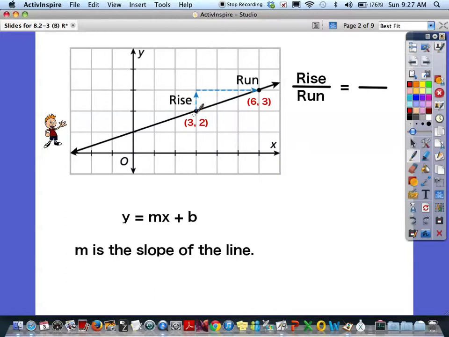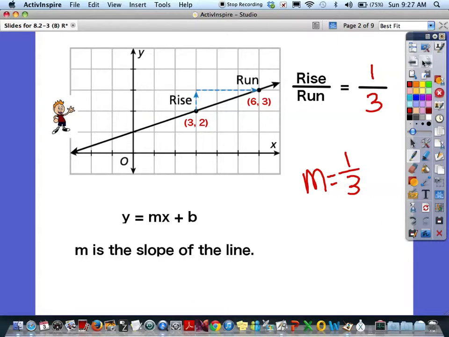So let's think about it like this. This little guy here, if he started at (0, 2) and wanted to go to (3, 3) here, he would have gone up 1 and over 3. So the rise was 1 and the horizontal movement was 3. We know it's got to be positive because we're going up. So m in this case is 1/3. The slope of this line is 1/3.